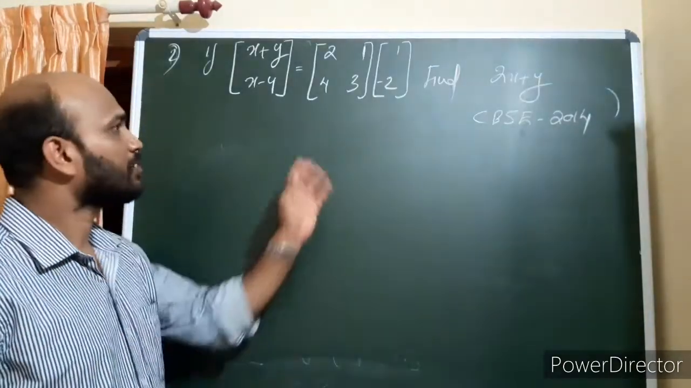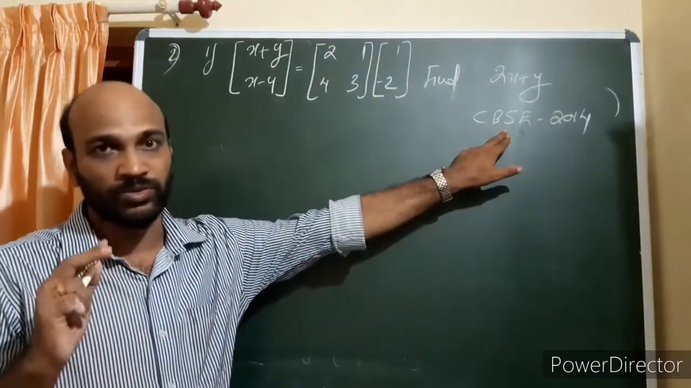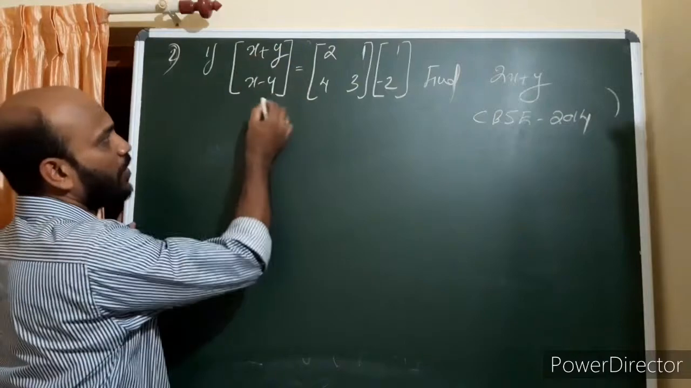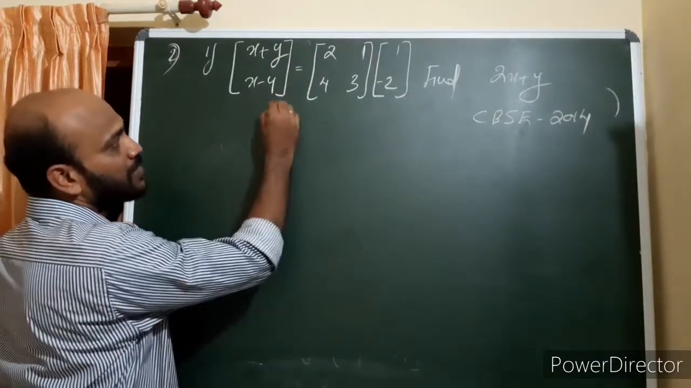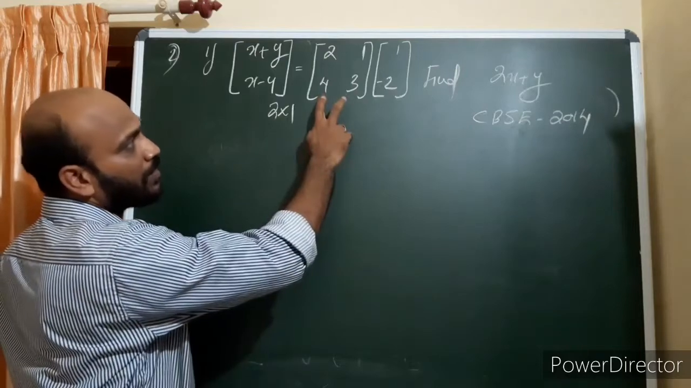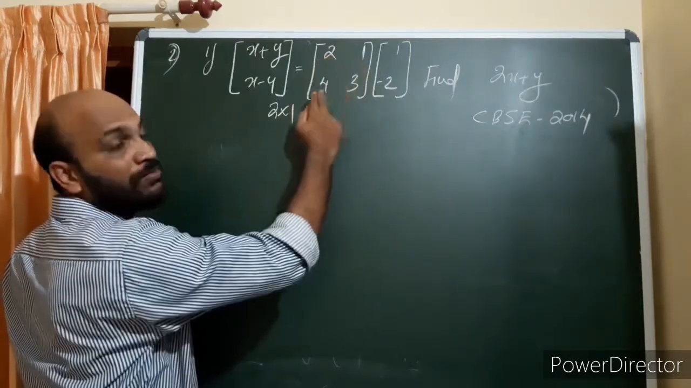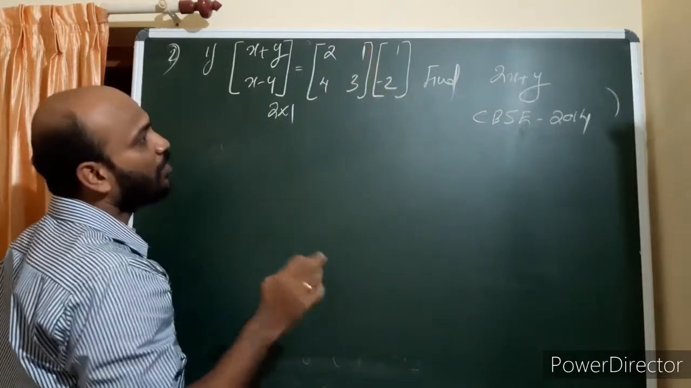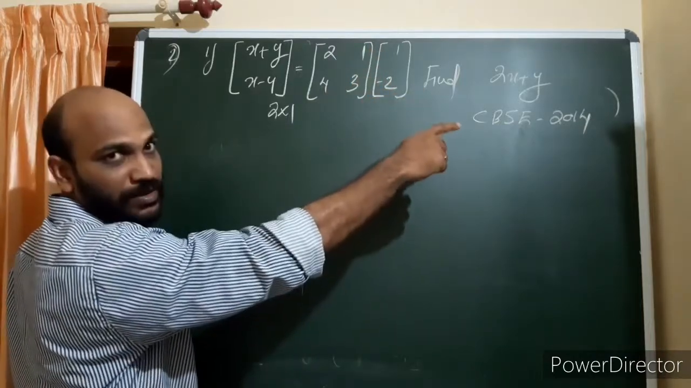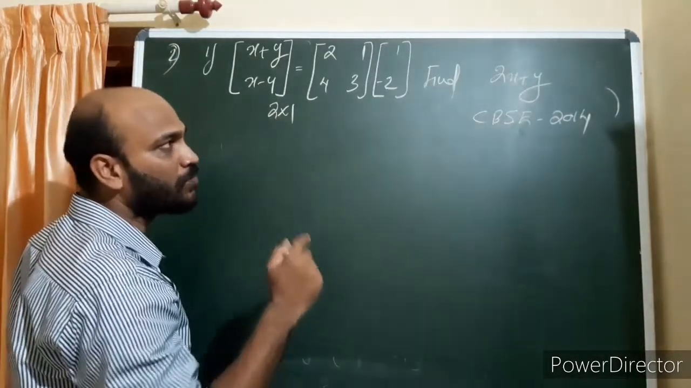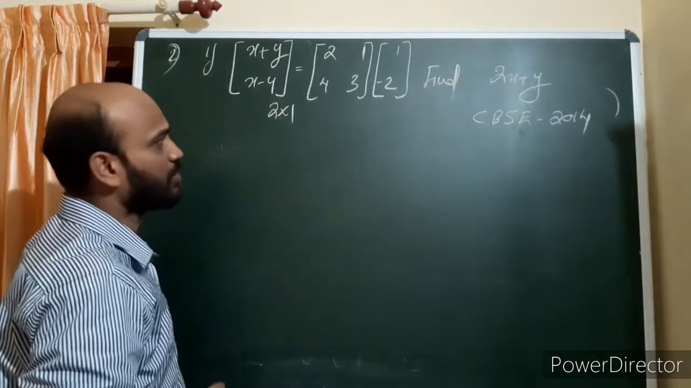Second question. This question was asked in CBSE 2014. Matrix [x plus y; x minus y], that means this is a 2 by 1 matrix, 2 rows and 1 column, equals matrix [2, 1; 4, 3] into matrix [1; -2]. We want to find the value of 2x plus y. That means first you have to find the values of x and y.